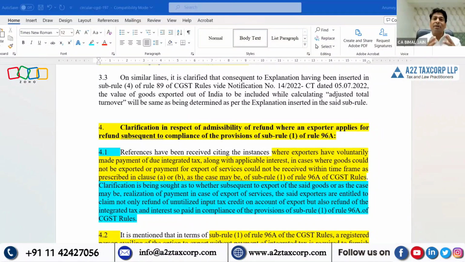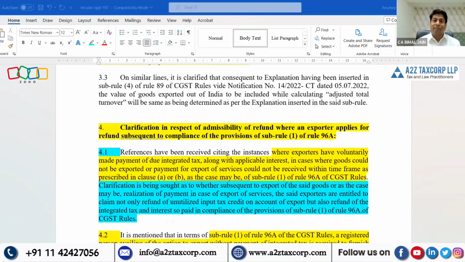So maybe you have executed a bond or LUT and not followed the payment of IGST route. So bond or LUT being executed without payment of IGST, wherein you claim the refund of ITC, right? But the time period is defined. Within that time period, you need to export the goods, or you need to receive the money in convertible foreign exchange for the export of services.